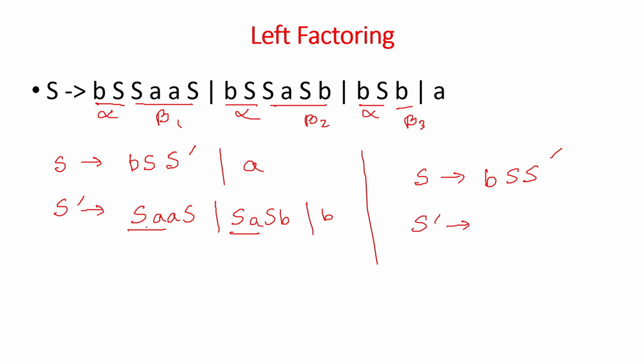Now since there are again some common terms here, I'm going to take the common terms SA and take another s double prime, and along with it there will be a b. Now I'm going to expand this s double prime. It is going to be as or sb. Thus I hope you understand how we can do left factoring, and using left factoring, we can change a grammar from non-deterministic to deterministic. That is all. I hope you understand the left factoring.